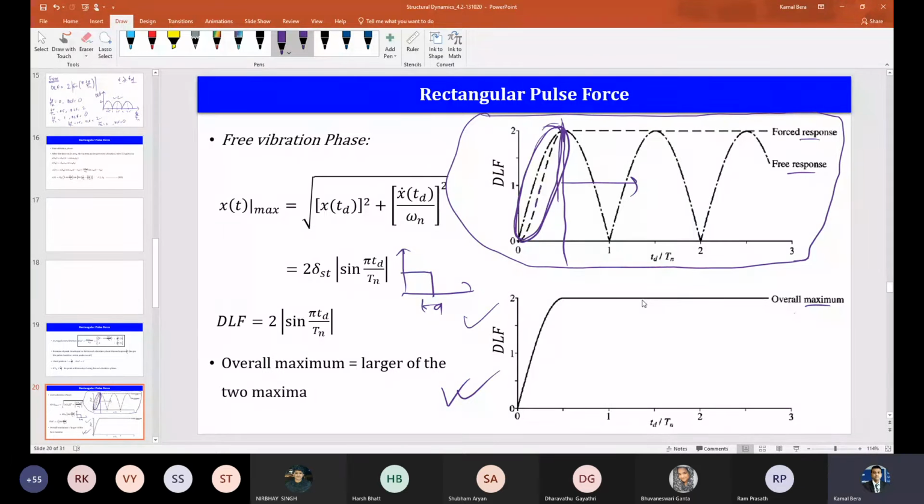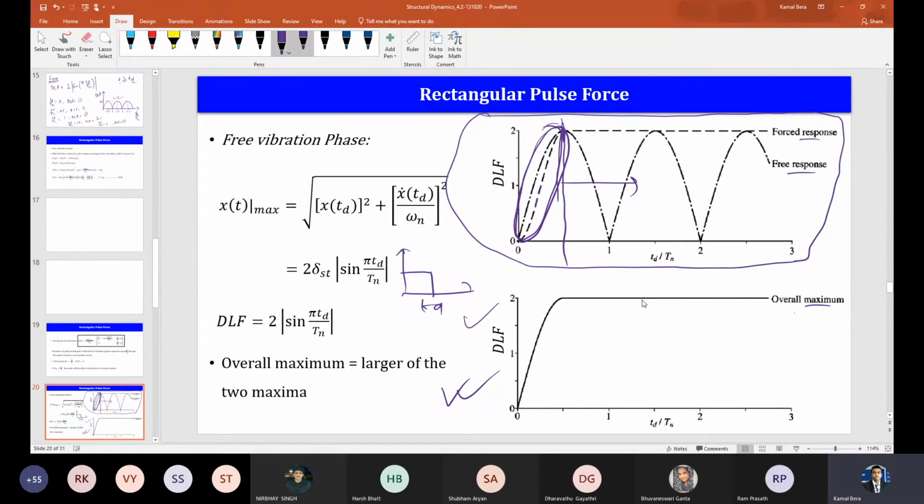Look at the DLF expression and tell me. I'm giving you the hint: look at the expression for the forced response and the free response DLF for Td by Tn less than half. Why is the forced response one below the free response one for that zone? Look at the two DLF expressions.